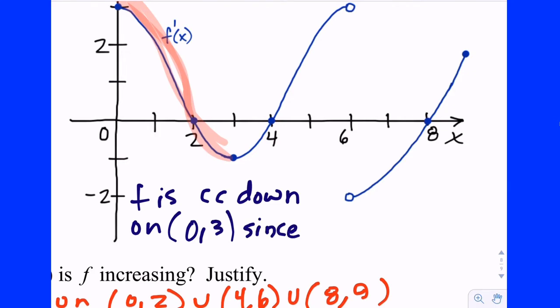Since, and who wants to take the justification? Since that's where the graph is concave down? You could say since f prime of x is decreasing on that interval. That would not be wrong. But again, to stay in the habit of doing sign changes, since the slopes of f prime are negative on this interval. But either one would work. Since f prime is decreasing on this interval, or since the slopes of f prime are negative on this interval. Either one. Since the slopes of f prime are less than 0? Yeah, you could do that.